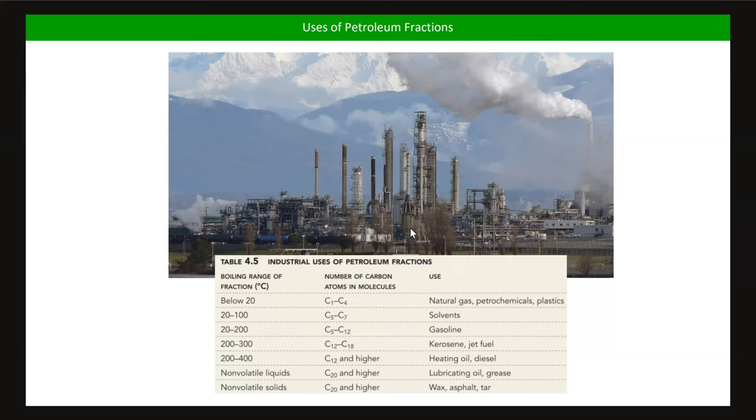Interesting note down here: wax, asphalt, and tar. Stuff that is what they call a non-volatile solid is all the stuff that's left over sitting in the bottom. That's actually where road tar comes from. It's the byproduct. When you take crude petroleum and get all the stuff that's actually useful out of it, what's left is basically black road tar. You just mix it with gravel, and that's what asphalt is. It's just a byproduct, which is why for a long time asphalt was really, really cheap.